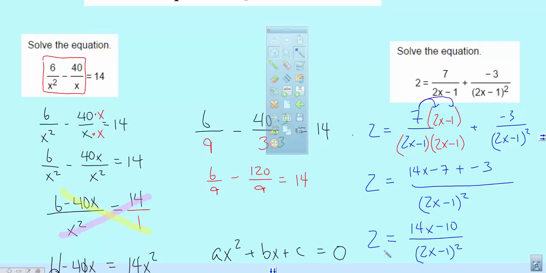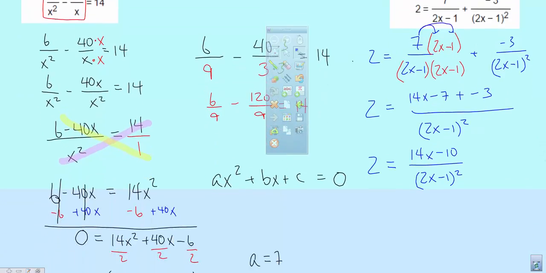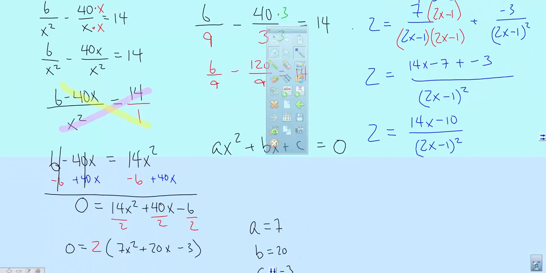We're in a situation now where we've just got a little bit more to get through. We realize we can throw a 1 underneath this guy right here, and then we can do a little cross multiplying. We can cross multiply those guys, and we can cross multiply those guys. So that gives us 2x minus 1 quantity squared is equal to 14x minus 10. Alright, so I am going to stop right there.